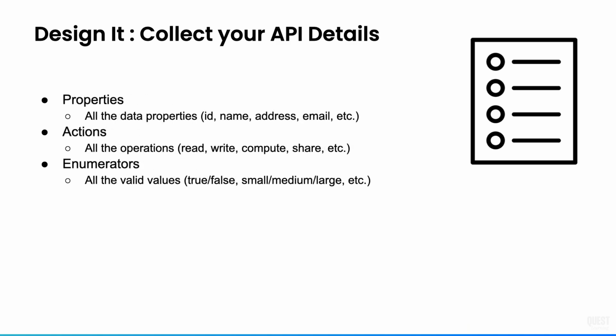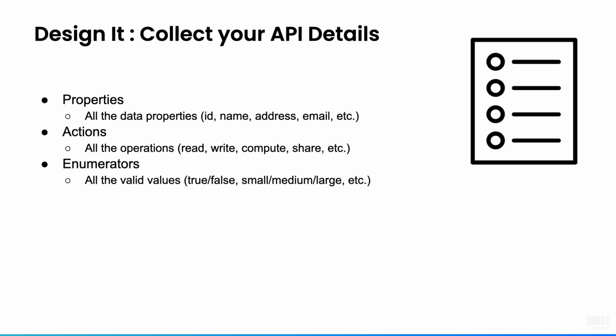Typically, that means properties such as ID and name and address and email and all those other elements. What was named in that story and what else are we going to need that maybe wasn't named in that story? And we're going to talk about all the actions. That's part of our details as well. Read, write, compute, share, approve, deny, move, so on and so forth. All those verb type elements. We need to document every single one of those.